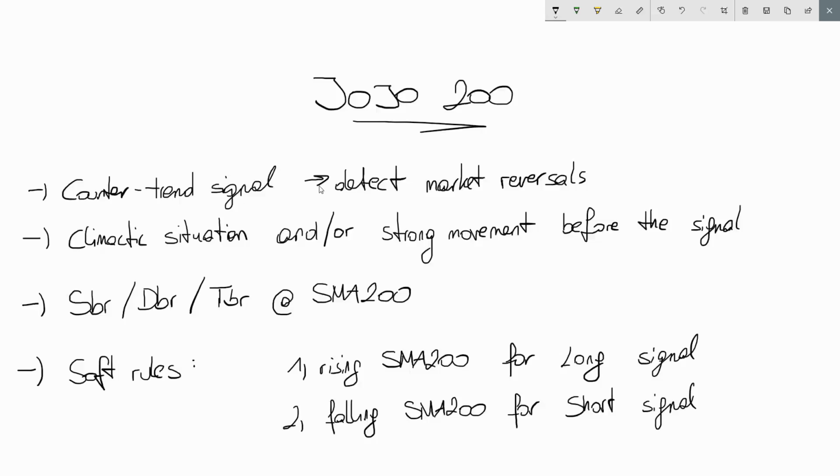Okay, so then we had two more soft rules. Soft rules, as a reminder again, this means that they are not mandatory. So what this means is if they occur, it's good for our signal, but also we can have signals without those soft rules. This means if the SMA 200 is rising, this is good for our long signal. And if it's falling, a falling SMA 200 is good for a short signal.